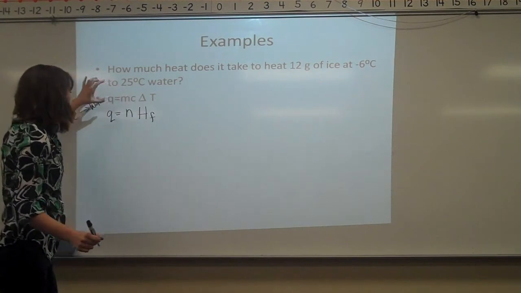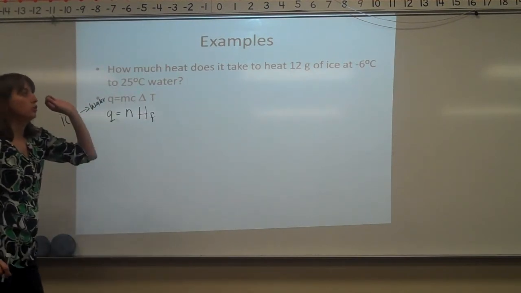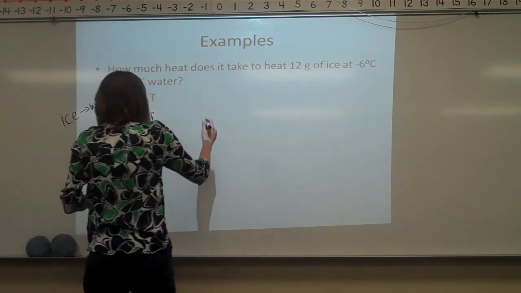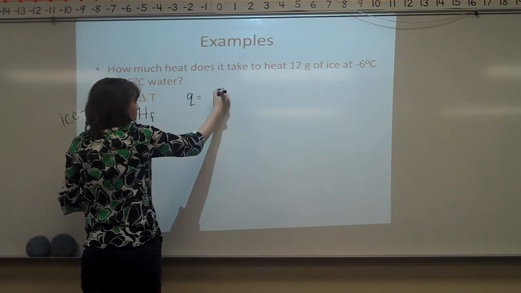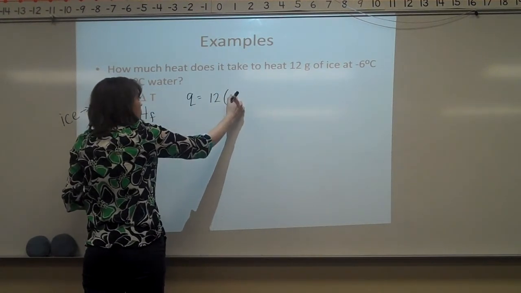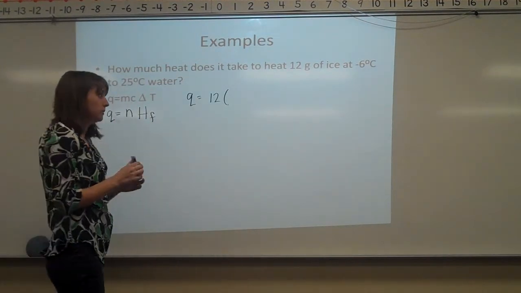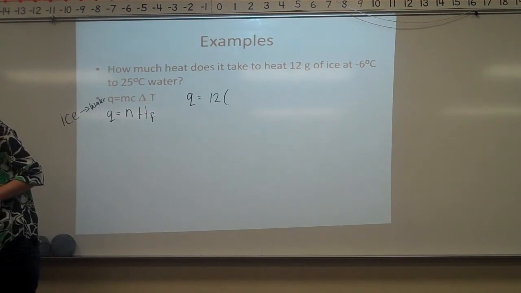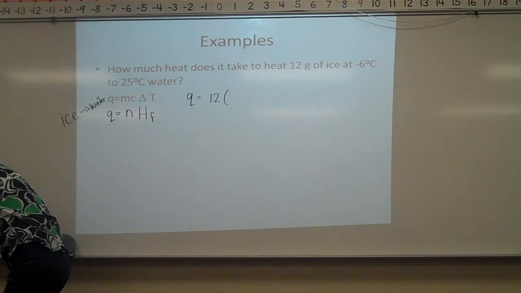Let's go ahead and start with this one. We want to get our 12 grams of ice to 0 degrees ice. So we're going to start with Q equals our mass, which was 12 grams, times our specific heat. This is different: our specific heat for ice is going to be different than our specific heat for water. If we go back in our notes to our specific heat section, it was covered. Find it.